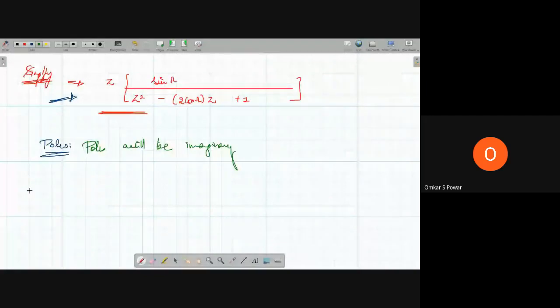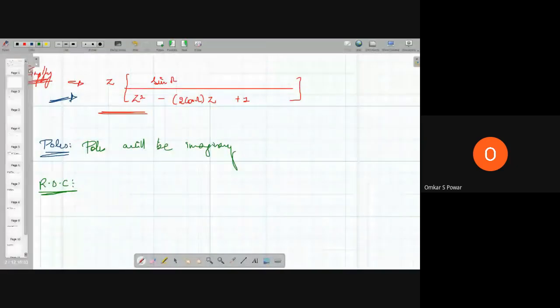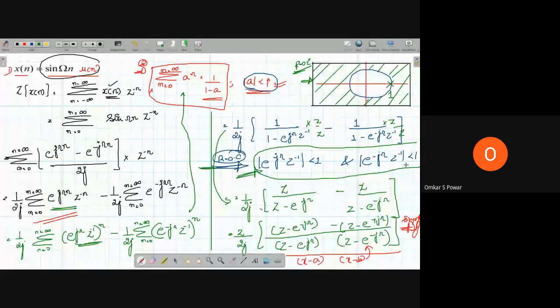So as I told you how we'll get the ROC, you have to go back and use these two conditions to get the ROC. So what are the two conditions? Mod e power j omega z to the power of minus 1 is less than 1 and mod e power minus j omega z to the power of minus 1 is less than 1. So using these two conditions, we'll get our ROC.